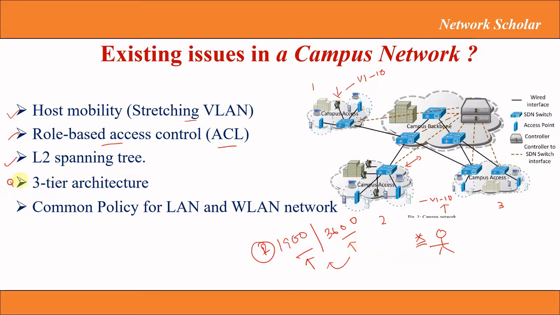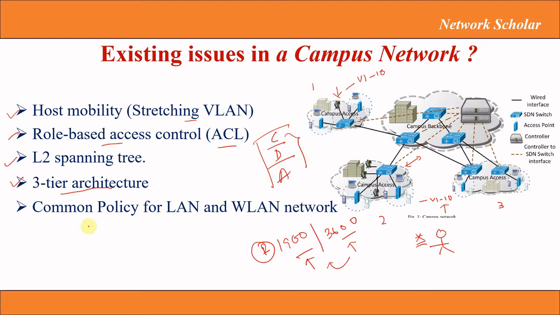The fourth one is the three-tier architecture. You will find this kind of architecture in almost all data centers: the core, then distribution, and then access. These are the three-tier architecture that you will find everywhere. But nowadays this infrastructure design has been replaced with spine and leaf Nexus.